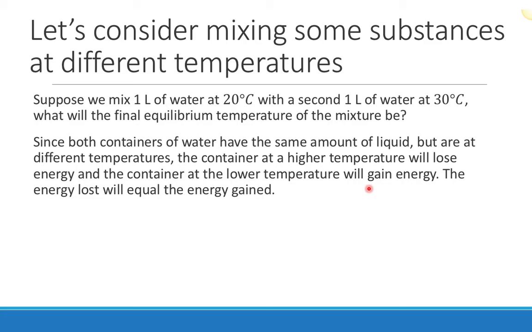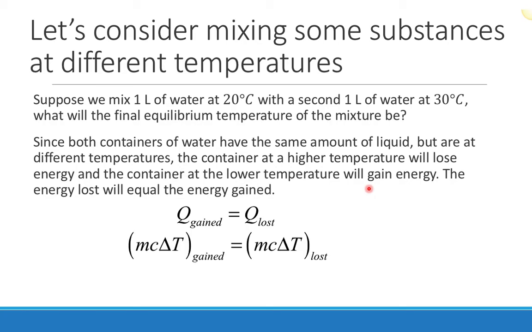The energy that's lost has to equal the energy that's gained, right? So the lower temperature object is going to gain energy, the higher temperature object is going to lose energy, and the energy that's lost has to equal the energy that's gained. So we know mass times specific heat times change in temperature for the water that gained energy has to equal the mass times specific heat times change in temperature that was lost.